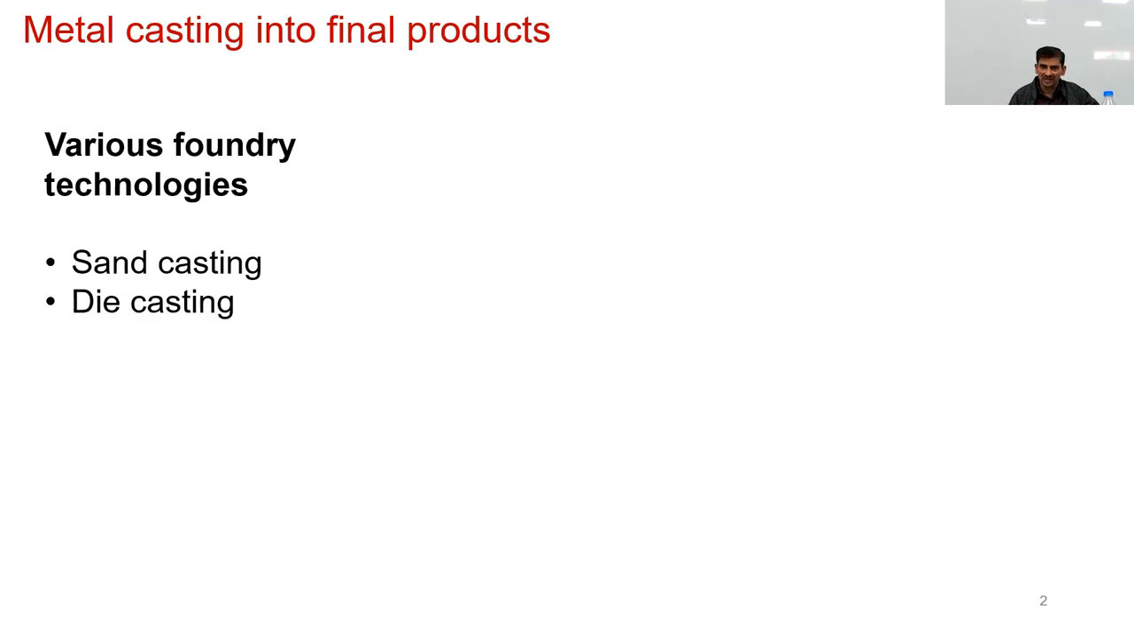So there are various foundry technologies. They can use various processes like sand casting, where we have a mold made of sand particles which are compacted together. Or we can have a metallic die. A die is a kind of structure inside which there is a cavity and into which we pour molten metal. That metal solidifies and we actually get the kind of part that we want. So that is another way of doing it.